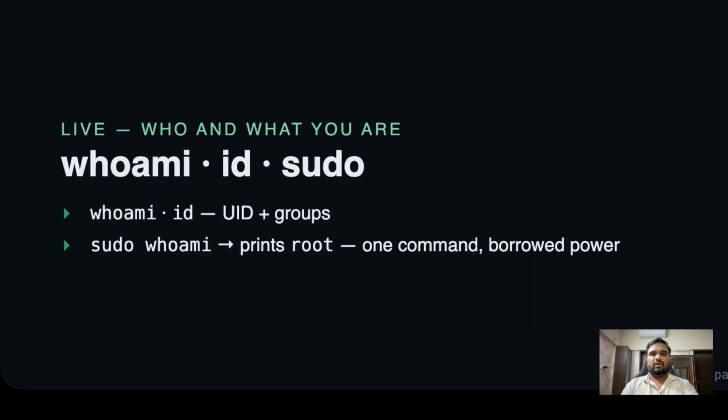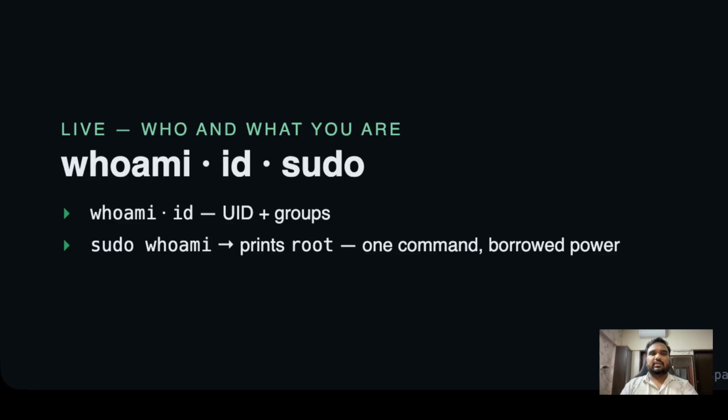Who and what you are. Let's run it live. We will run whoami and confirm the username, and we will run id. It will show us the UID, the group we are in, and all the groups we belong to. And finally, we will run sudo whoami. We'll have to enter the password, and the output should say root. So we just ran one command as root without ever actually logging in as root.